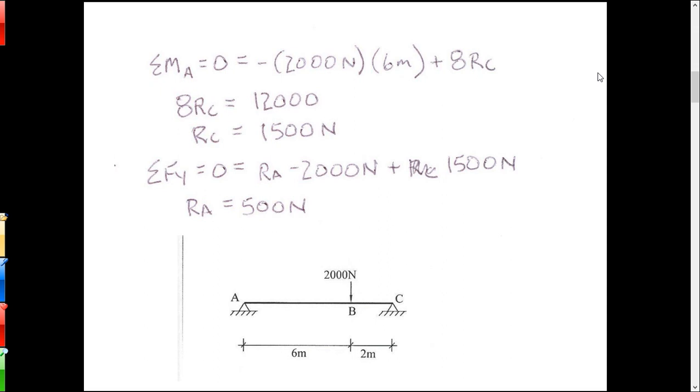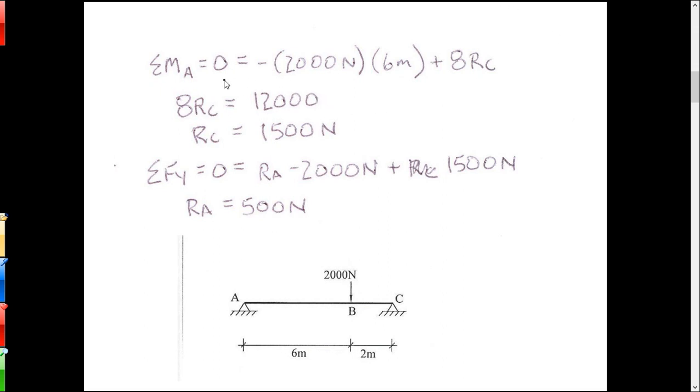Something like that. So 2000 by 6, that's negative because it's clockwise, plus 8RC. RC is 1500. They should be negative though, right? Yeah, should be negative. No, they're positive. They're going up. They're supporting, which means it's an equilibrium. Yeah. Right, okay, so that was the first thing.